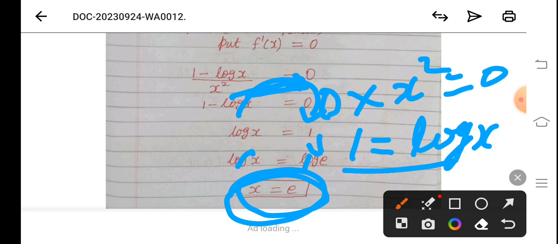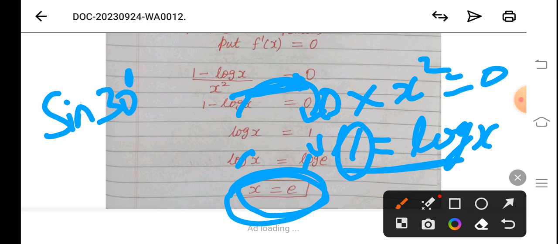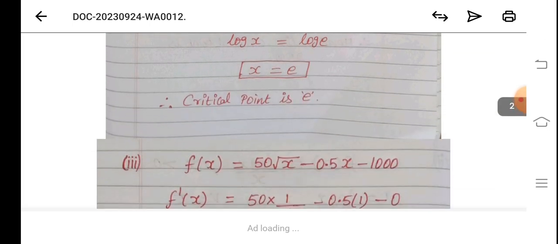I may write, as I said, 1 equal to log x. 1 is nothing but log e. To get that, usually we write sine 30 degree equals to... actually in applied maths we are not using it, but I'm talking about 10th standard, sine 30 degree is 1 by 2. Then we will talk about when it will be coming in that sense. Okay. Therefore the critical point is e power.